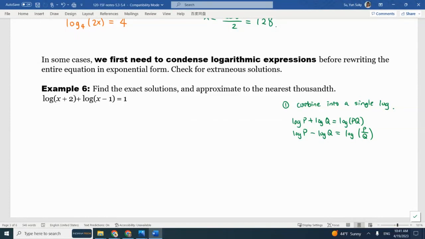Is that okay, everybody? By the way, if you don't see any base, that means the base is 10. If you see ln, the base is e. So therefore here, we combine into a single log. So we get log of the product, x plus 2 times x minus 1, equals 1. Is that okay, everybody?